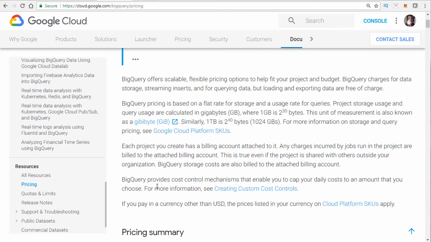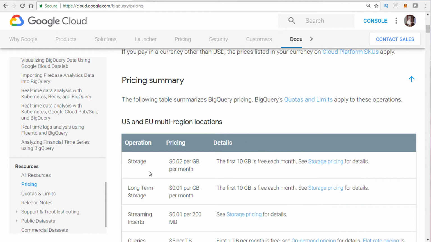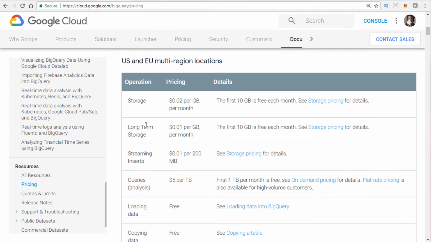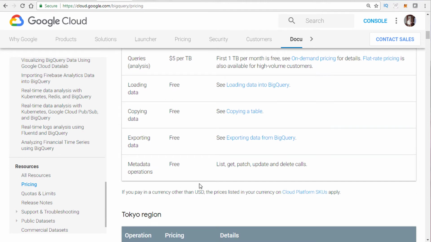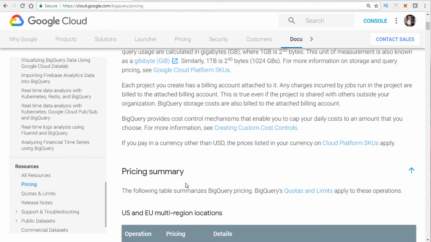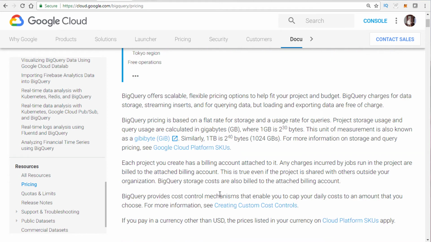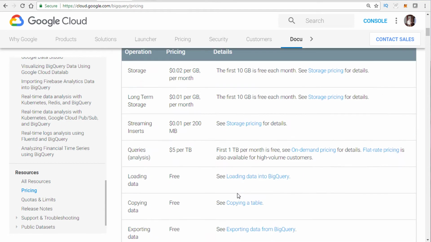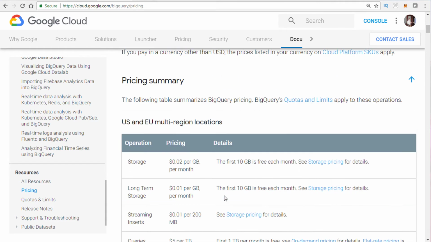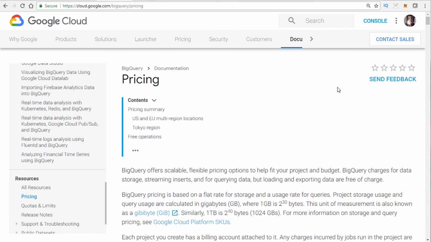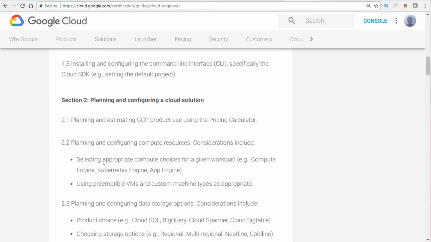Now, there are also cost control mechanisms. The pricing summary is that you get charged based on the storage, the number of queries, and other operations. And again, this is based on the region, the multiple regions that are available. And you don't need to know the regions, but again, I'm talking about pricing for a reason. You should expect to see something on that. All right. Okay, let's go back here.